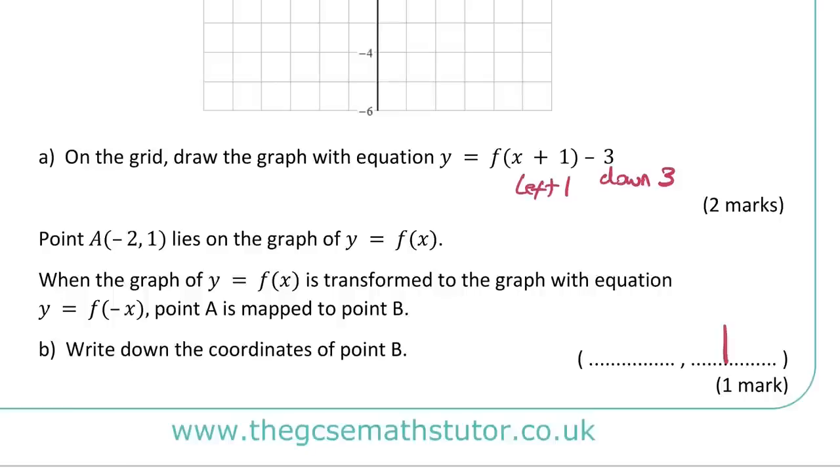Now, a negative symbol like that on its own, not plus or minus something, just a negative symbol in front of the x, just changes the sign of the x coordinate. So -2 turns into +2. So there we go, there's our coordinate 2, 1, rather than -2, 1, because the x coordinate is having its sign switched.